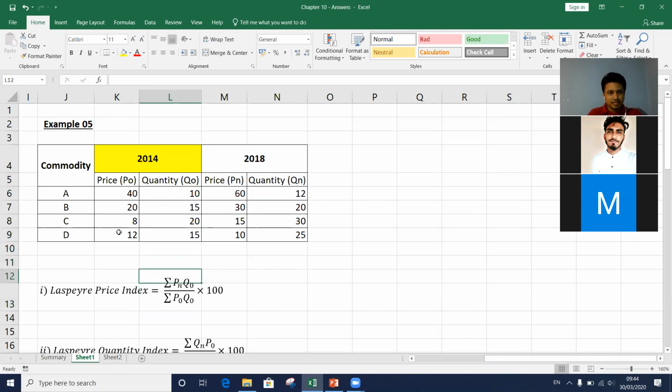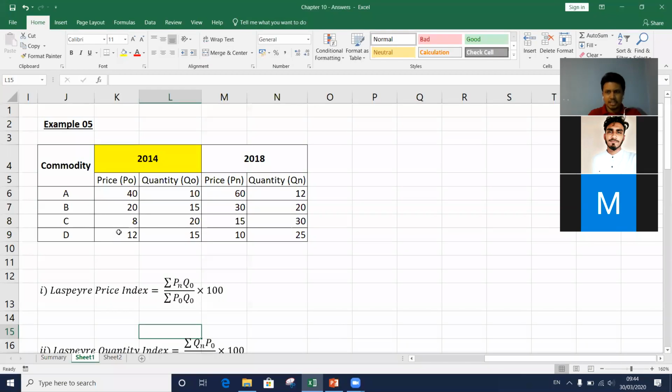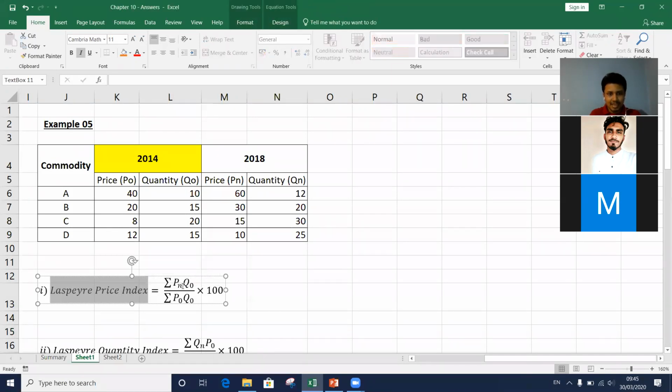Right. Okay. The first thing we need to calculate is the Laspeyres price index. In Laspeyres, which do we take as the weight, base year figures or current year figures? Always, for Laspeyres, base year figures, right? If we are supposed to calculate the Laspeyres price index, for price indices, how do we calculate index values? Current year figures divided by base year figures, so current year prices divided by base year prices.